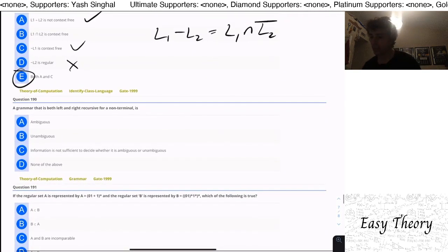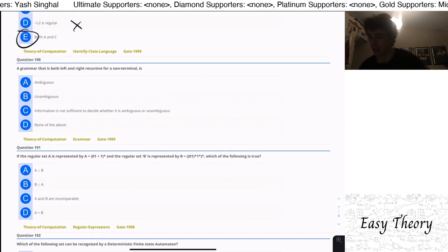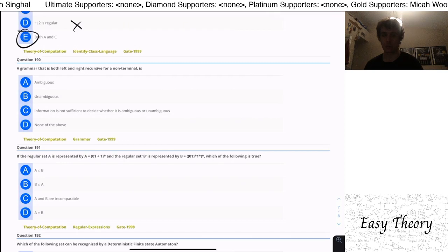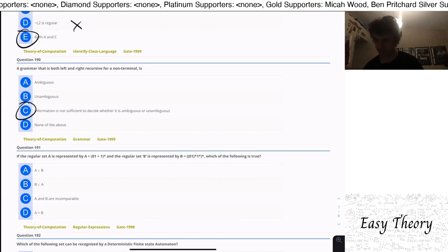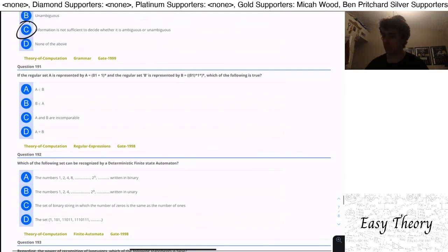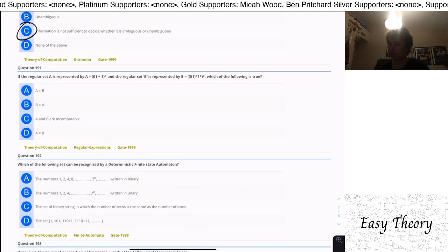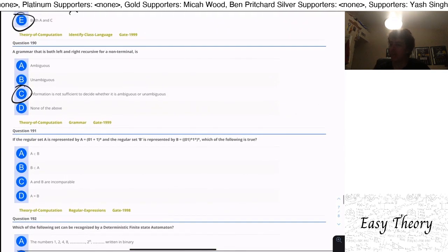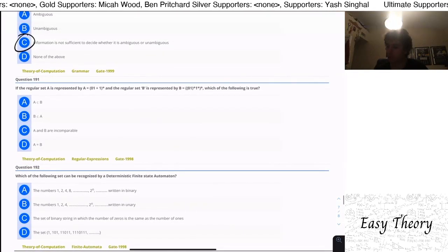A grammar that is both left and right recursive for a non-terminal is... whether it's ambiguous or not. You can't determine anything from it necessarily, because that's not what ambiguous refers to. And in fact, you can always split any rule into left and right recursive, or at least for some languages you can always do that.